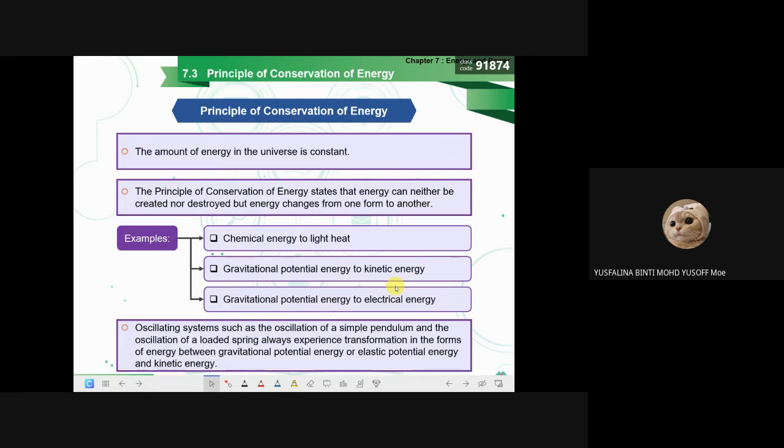The next one is the oscillating system, because we only learn three energies, so the example we can take is the oscillating system. Oscillating systems such as the oscillation of a simple pendulum and the oscillation of a loaded spring always experience transformation in the form of energy between gravitational potential energy or elastic potential energy and kinetic energy. So we use this example, the oscillation, to describe the change of energy between these three energies.